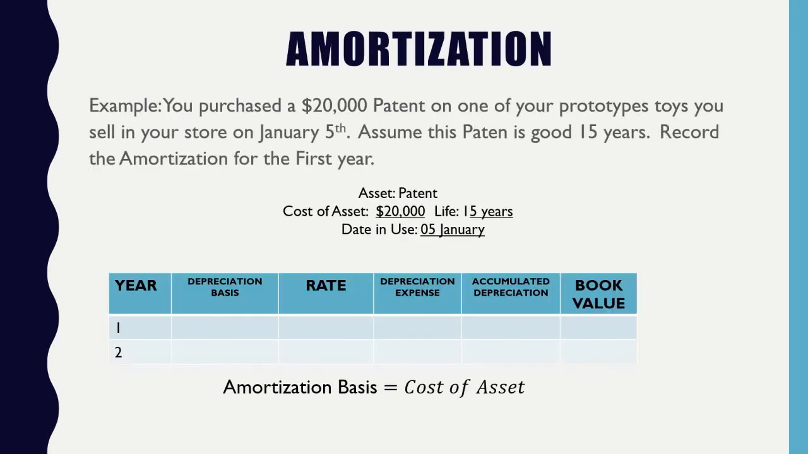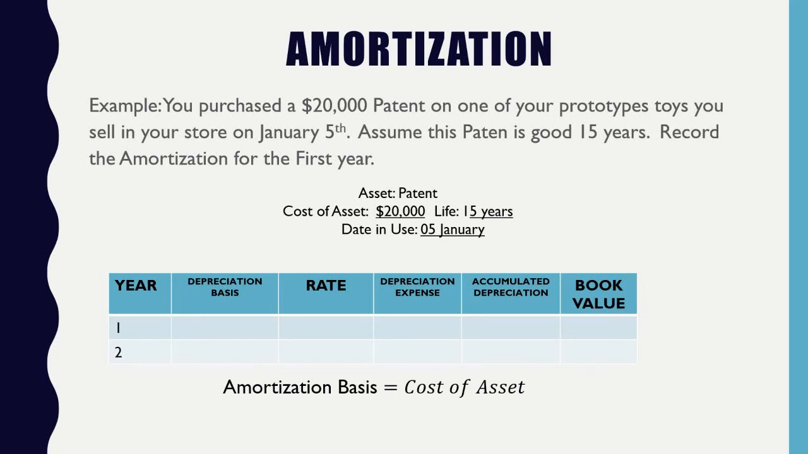Okay? So let's take a look at our first example here, where we bought a patent for $20,000. It's got a life of 15 years, and we placed it into service as of January 5th. Now, in this case, the date that you place into service also holds the same way too, except when you purchase a patent or any type of legal right, the day that you buy it is going to be the day that you depreciate it. So in this case, I have it for January 5th.